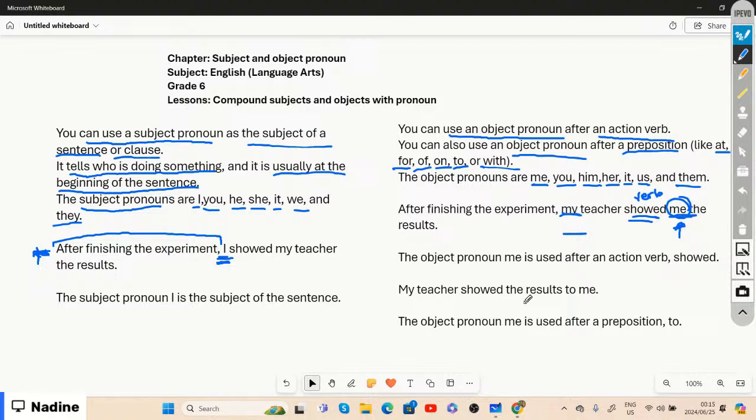So it says my teacher showed the results to me. So even if we were to change that sentence around and say that my teacher showed the results to me, then to is our preposition, and me is our, I'm going to put here OB for object pronoun, which means that the pronoun me is used after our preposition, which is to.